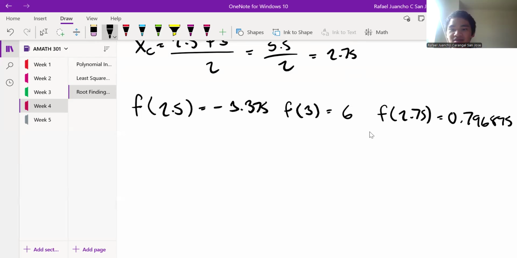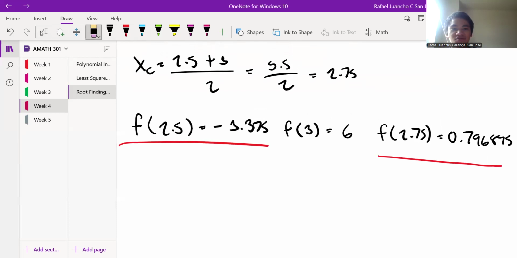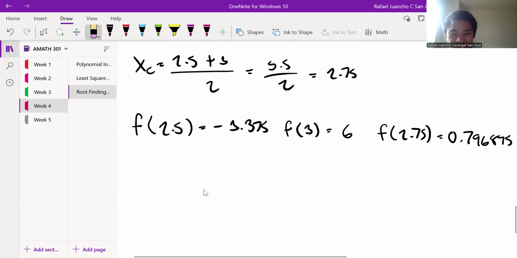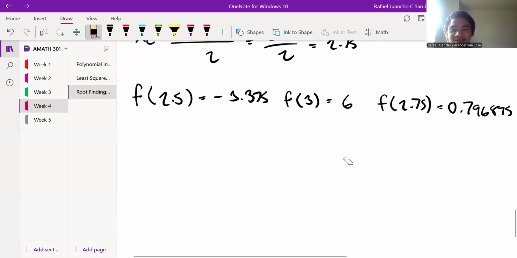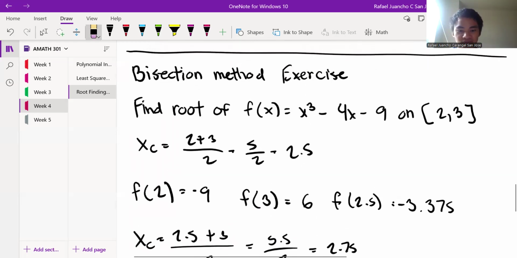Now, which one has a differing sign? These two. So that means the root lies between 2.5 and 2.75. And if I check my Desmos, it does, right? My Desmos says it's 2.70 something-ish. And so I keep going, right? This is why it needs a computer now, because I need to keep on going until I find the root. So let me switch to a computer to do this, specifically in Python.